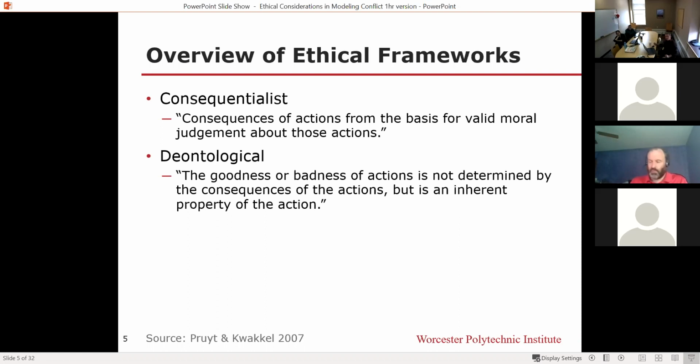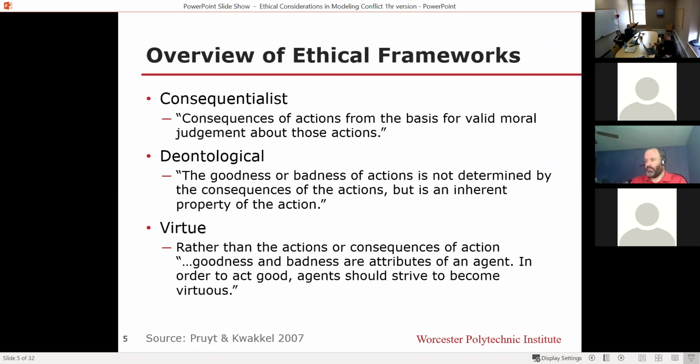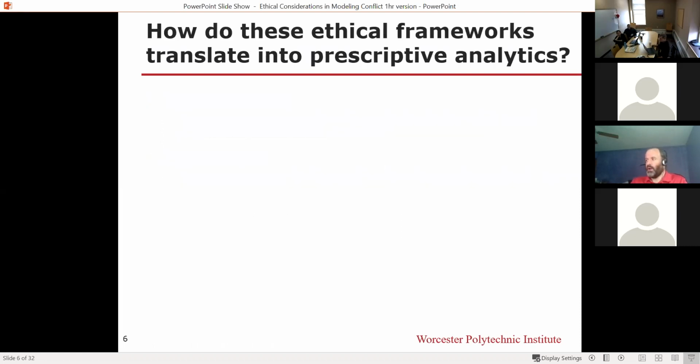Deontological, which I may be mispronouncing because it's a hard word, but this is the goodness or badness of actions is not determined by the consequences, but is an inherent property of the action. So it's a rules-based perspective of virtue. And virtue ethics are, rather than the actions or consequence, the goodness or badness as attributes of the agent. So the person doing the modeling has the ethical perspective. And this comes from a paper that I source at the bottom, and I have a bibliography at the end. So these 3 ethical frameworks all look at the same problem in very different ways.